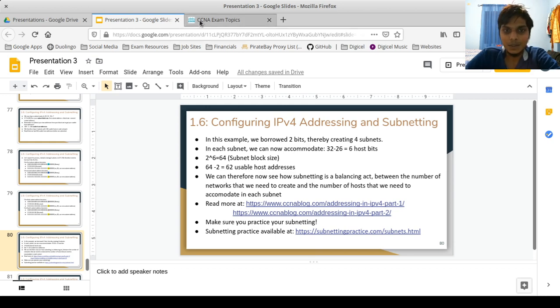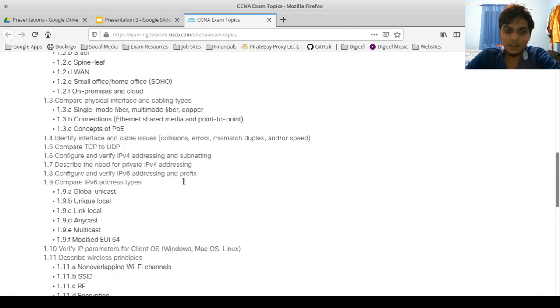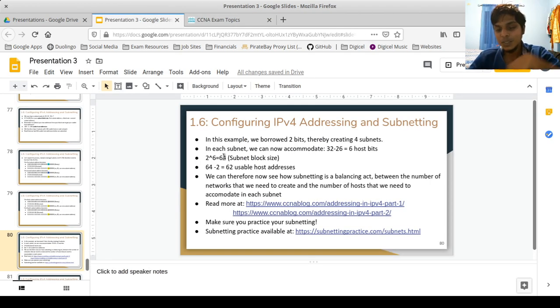So there's a lot more to subnetting there. Cisco just wanted us to know some addressing and subnetting. There is a lot more to subnetting. If you're not seeing the pattern yet, go and practice.